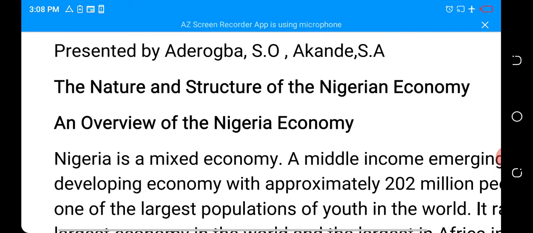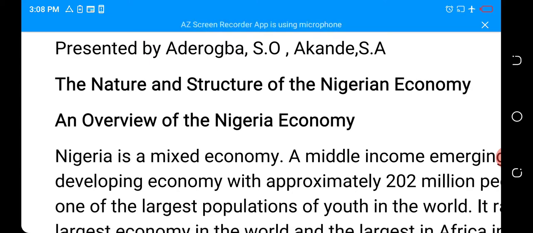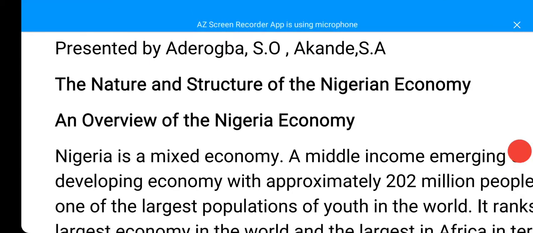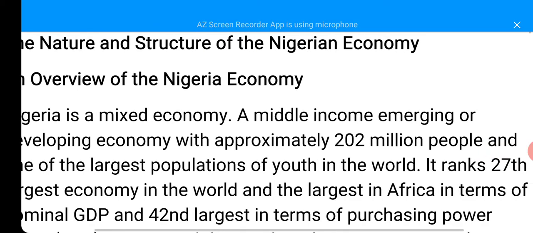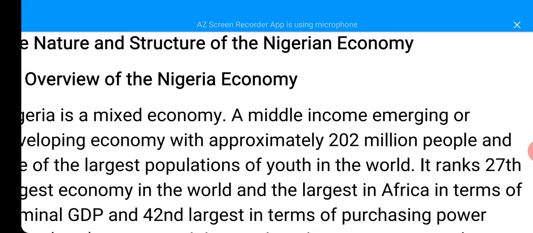And we shall be looking at the nature and structure of the Nigerian economy. Let's take an overview of the Nigerian economy. Nigeria is a mixed economy, that is, both private and public sector exist side by side. It is a middle income economy and it is emerging, it is growing, it is developing.